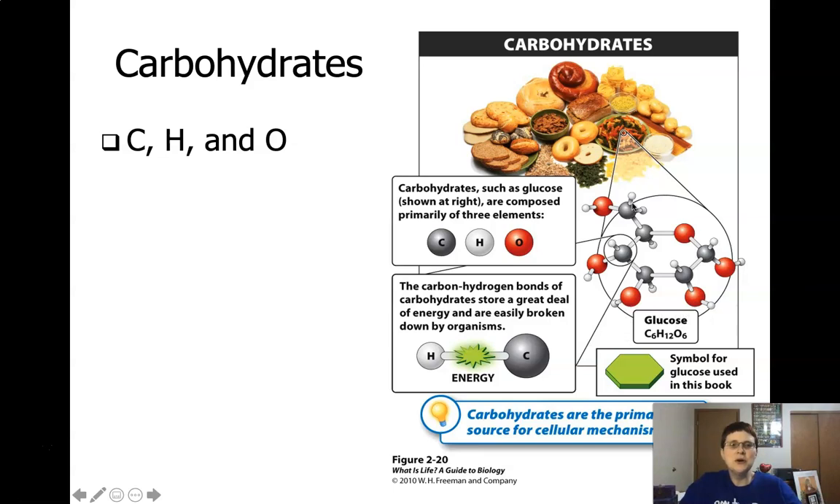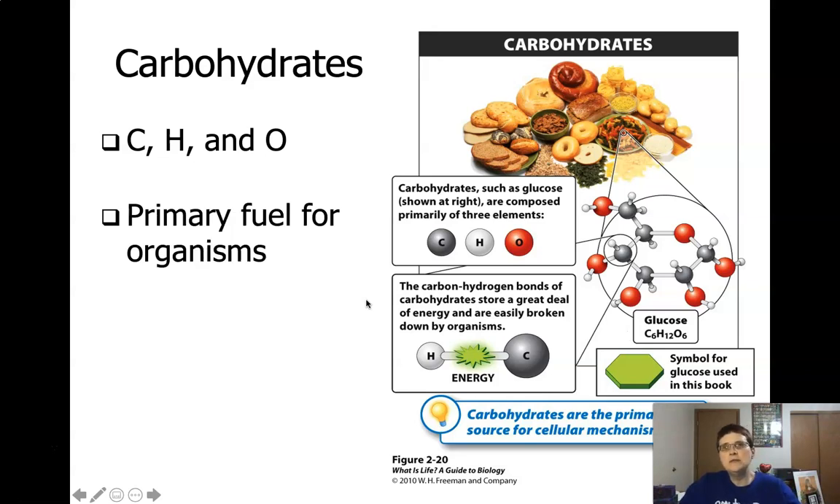Here's glucose, you can see over here, and it's carbon, hydrogen, oxygen in different numbers and combinations, but you're going to find carbon, hydrogen, oxygen. That's what's going to make up a carbohydrate. Like I said, this is the primary fuel for organisms. This is what we use to drive our engines, right? We need to eat carbohydrates in order to provide fuel for our cells.